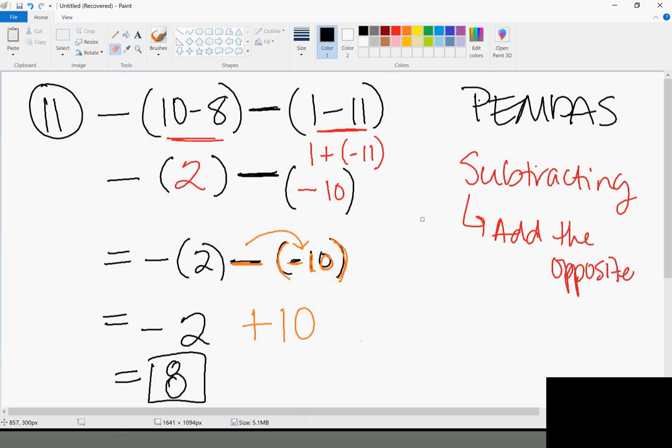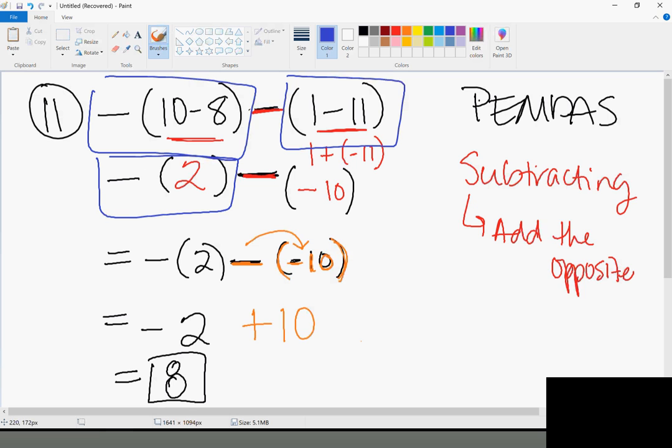The reason why you don't multiply is because of this subtraction here. So you're taking all of this minus all of that. So negative 2 minus negative 10. Negative 2 minus a negative is actually just plus. So then we have negative 2 plus 10. Got it. Cool? Okay. Thank you.